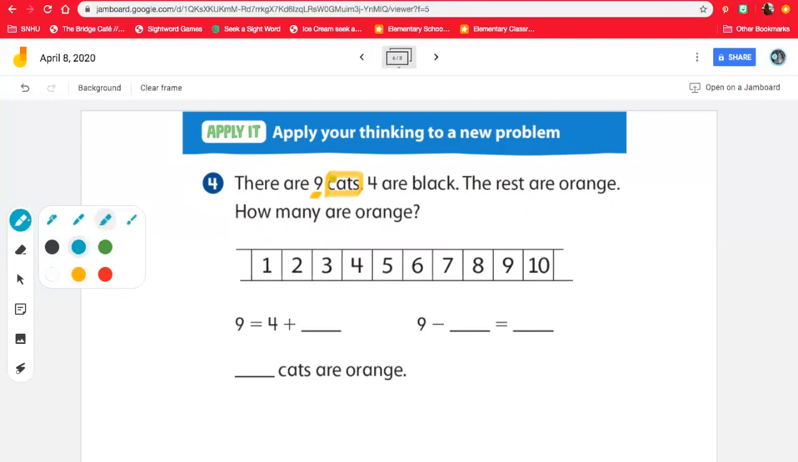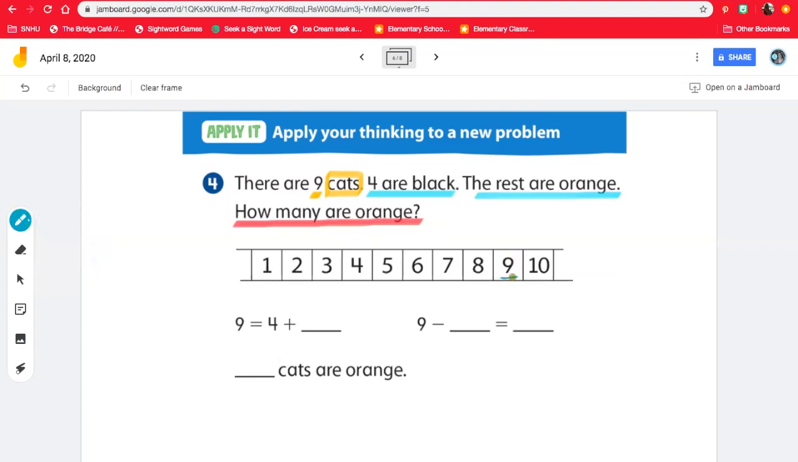We also know that 4 are black. The rest are orange. But we don't know how many are orange. So that's what the question is asking. How many are orange? We need to answer that. So if we started with 9, or that's the total. So we want to stop at 9.